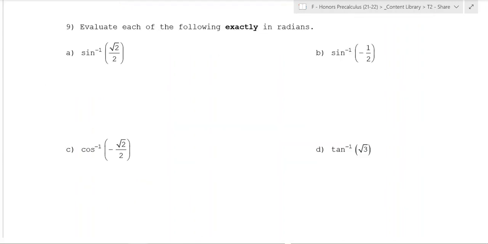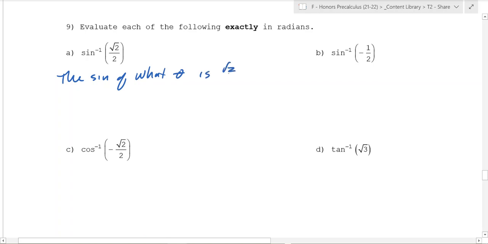So for example, when it says sine inverse of √2/2, this means the sine of what theta value, what angle, is √2/2. And if you know your unit circle, you know that that's going to be this coordinate right there, which is pi/4. This is saying the sine of what angle is √2/2, and that's going to be 45 degrees, which is theta equals pi/4. But we like it in radians, so this is going to be pi/4 because the sine of pi/4 is √2/2.